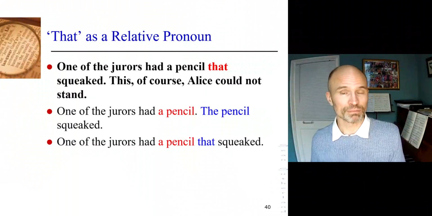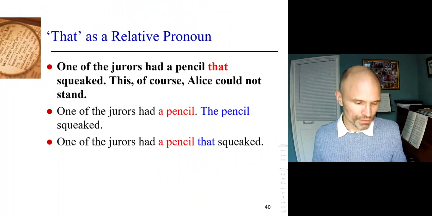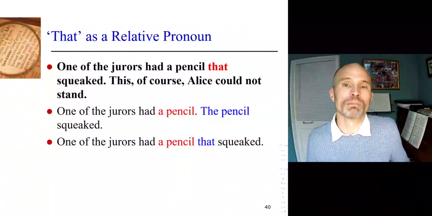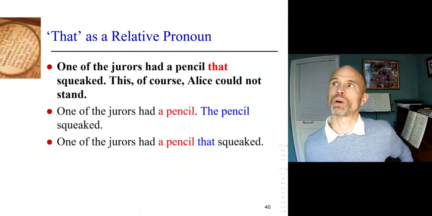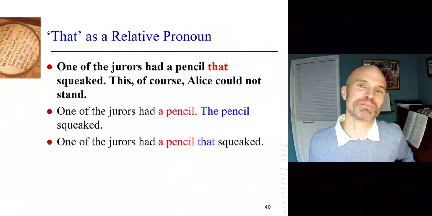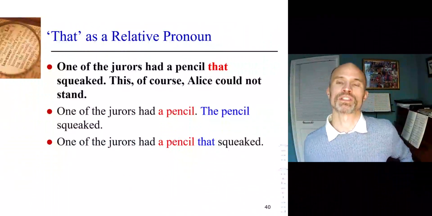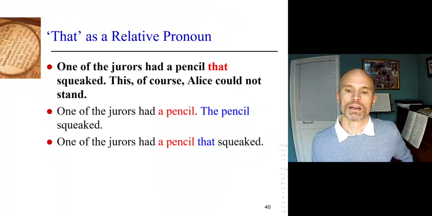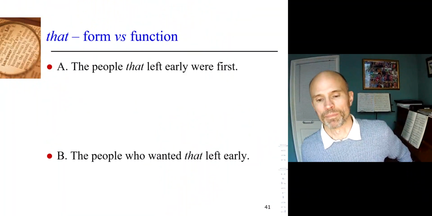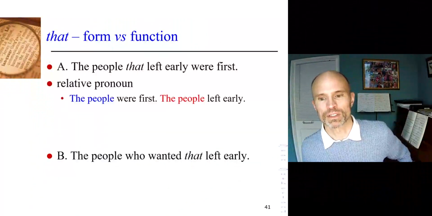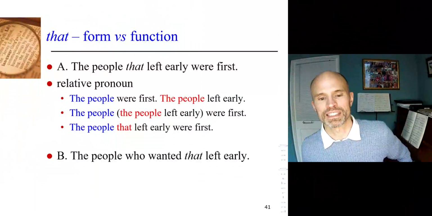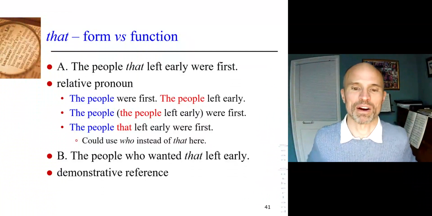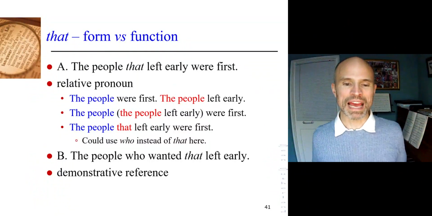That as a relative pronoun is a grammatical function word that joins things. It doesn't have any meaning, it just does a grammatical job. And so our brains and our pronunciation system know that, and they allow us to say one of the jurors had a pencil that squeaked.